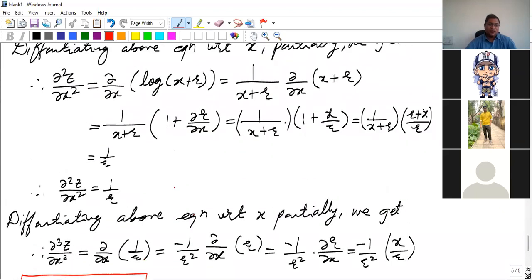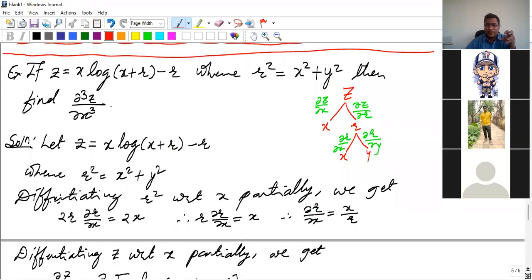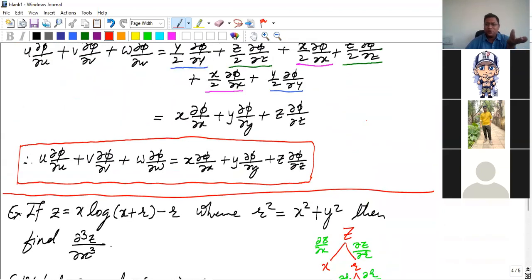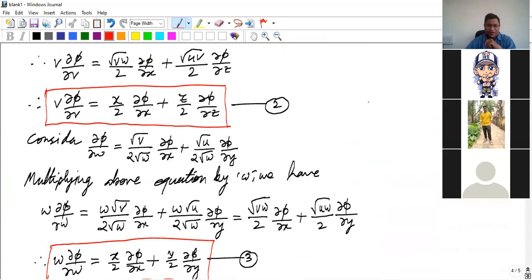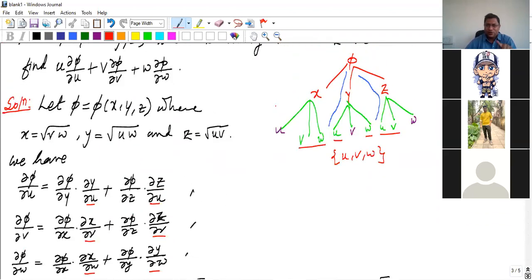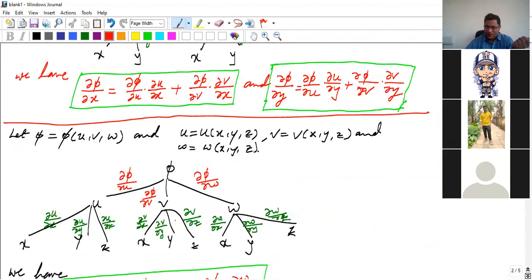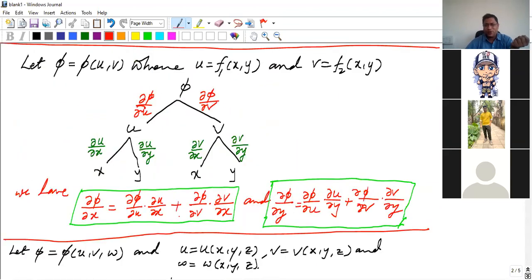When you consider any example, first try to identify the variable tree. Once you get the variable tree, you know how to make the formula. Here again we have seen the variable tree, and once you know it, you are able to make the formula. Then it remains to calculate the terms, and we are easily able to calculate the derivatives. The formulas for derivatives remain as they are.